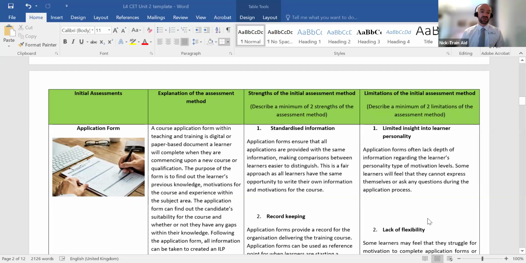So this is initial assessment 1 of 3. You can go for application form, or you can go for some which are different as well. You can include a photo of your own application form that you use within your own teaching and training. So this is the first video of our table.